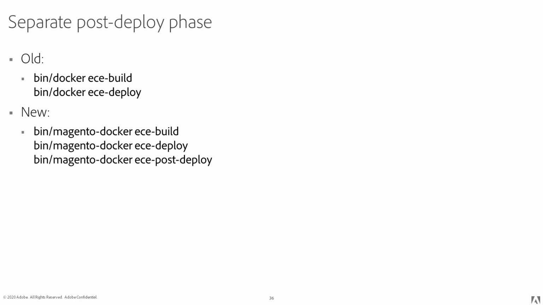Here's an example here. The old way would have been bin/docker ece-build, ece-deploy, and bin/docker, which we've now renamed to bin/magento-docker. This is like a helper script, which includes a whole bunch of commands like deploy, redeploy, open a bash prompt, etc. These are just helpful commands. You can do up and down and so on. But we renamed it from docker to magento-docker so that it didn't conflict with the actual Docker binary itself. But yeah, the old way would have been this way, but now we have post-deploy separated.